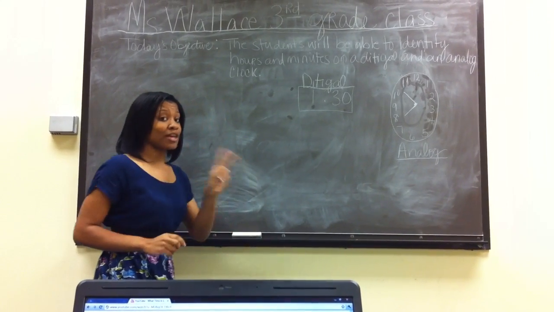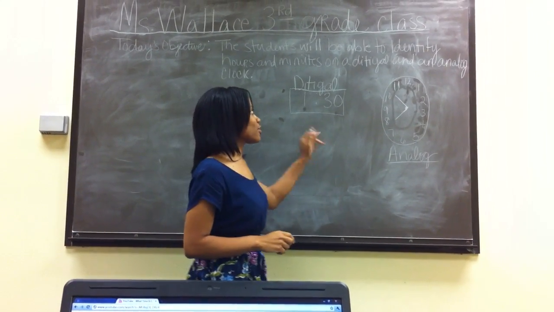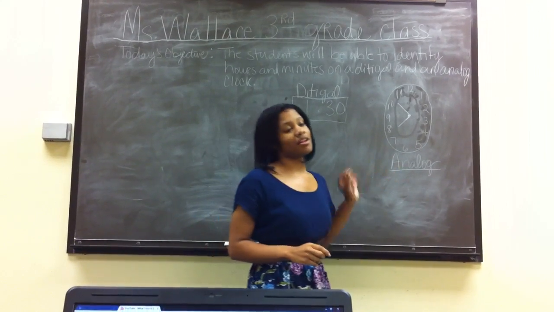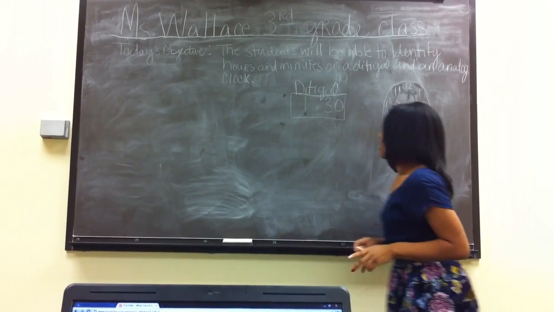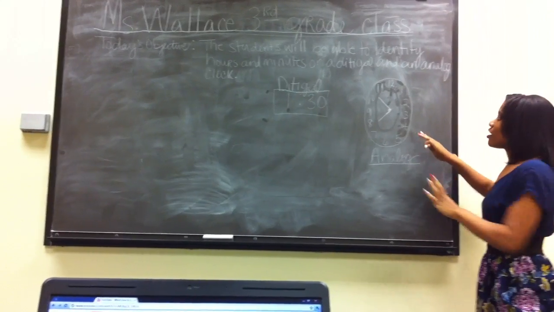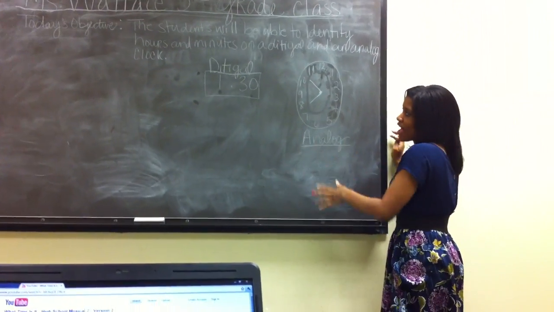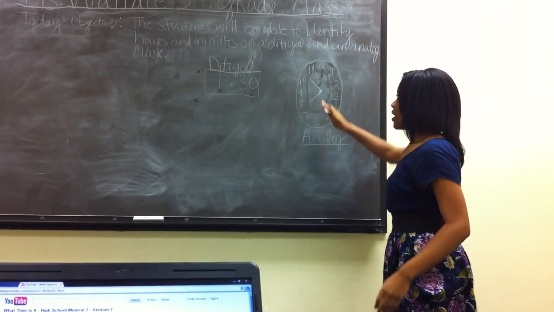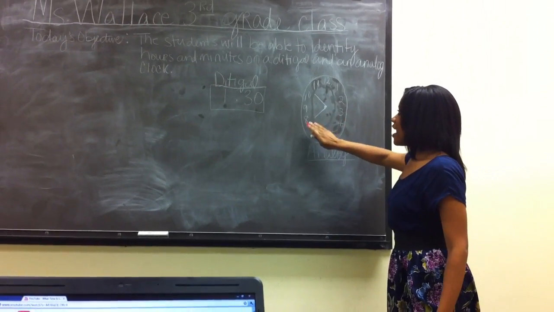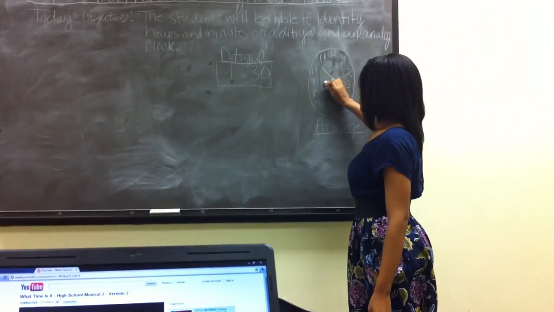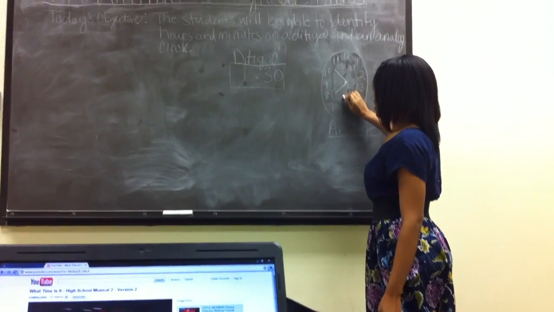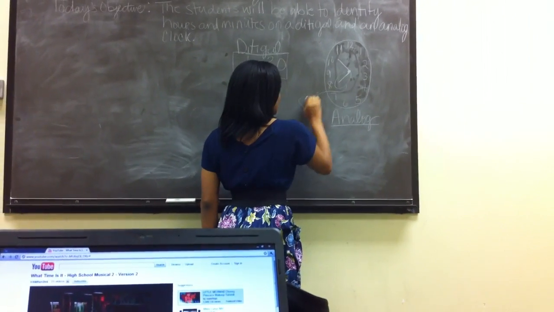But today, we're going to learn about two clocks, as I said. We're going to learn about a digital clock and an analog clock. First, we're going to start with the analog clock. This clock is one of the oldest clocks that we have to tell us time. Right now, it's pointed at 8:50. This right here is the shorthand. The shorthand will always tell you the hours.